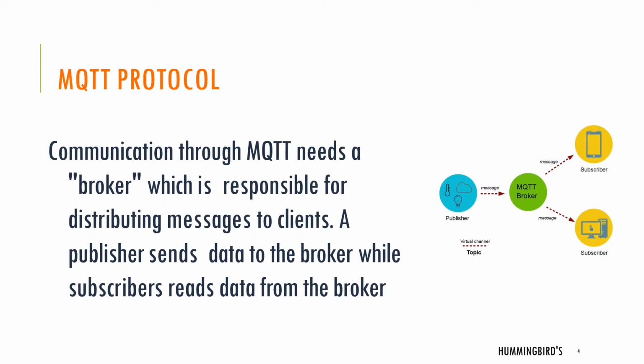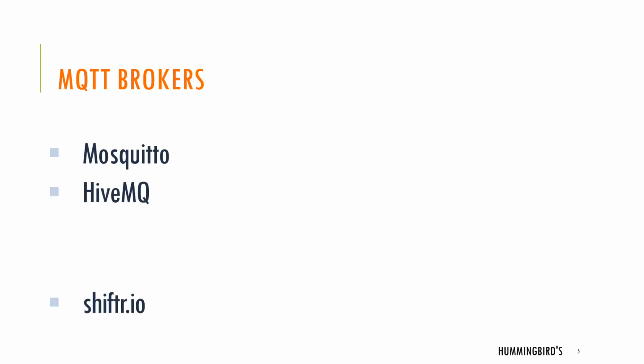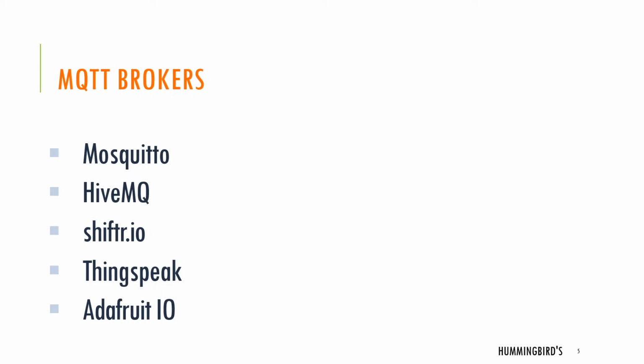We have quite a few MQTT brokers available. To name a few, we have Mosquitto, HiveMQ, Shiftr.io, Adafruit, and ThingSpeak. We already saw ThingSpeak yesterday, and for today we'll be seeing Adafruit IO. I'll take you through how you can get started with Adafruit IO. You can also try out Mosquitto, HiveMQ, and others, but I feel Adafruit is a bit easier than all the others.